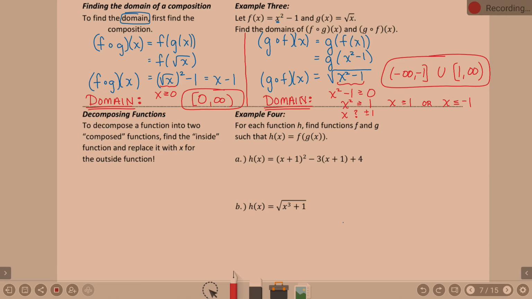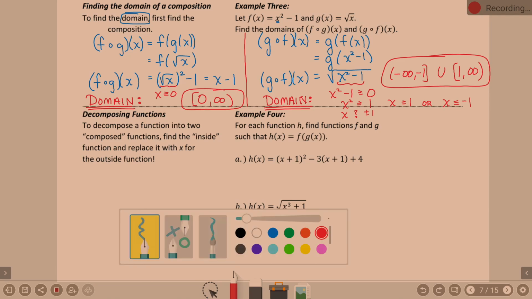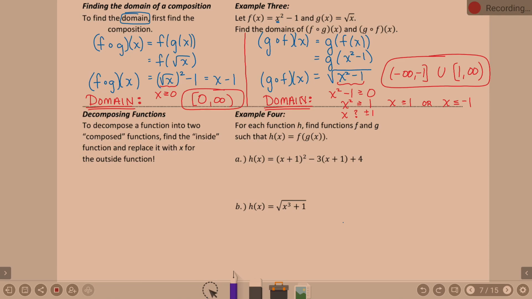Okay. So, in order to find the domain there, we just compose functions. When you do f of g and g of f, that is function composition. When you do f of g of x, g of f of x, that is function composition. Now we're going to do the opposite. We're going to decompose.